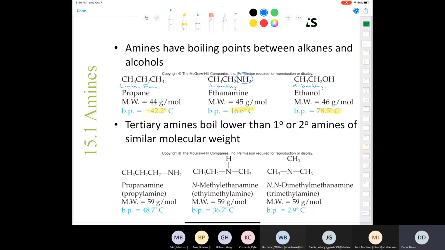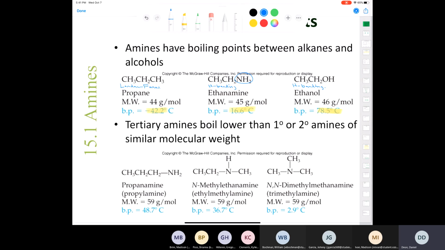What about a comparison between primary, secondary, and tertiary amines? Well, it says here the tertiary amines boil at a lower temperature than primary or secondary amines of a similar molecular weight. Look at all three of these amines that are shown on the bottom. You got propylamine, ethylmethylamine, and trimethylamine. I'm reading the names that are in the brackets, and of course we'll get into nomenclature in a little bit.